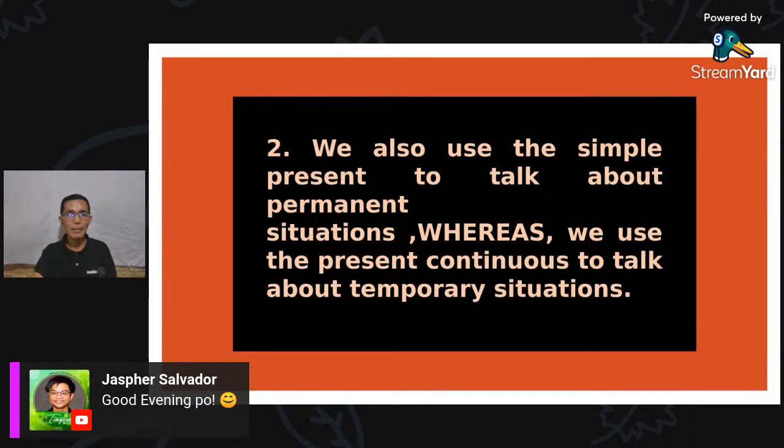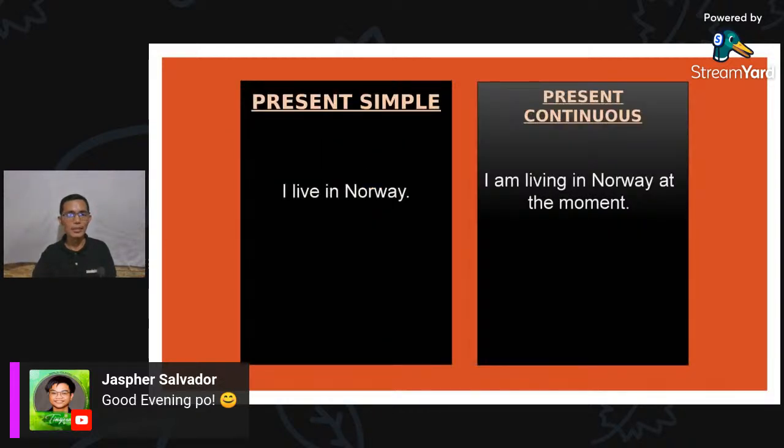Let's go now to our examples. Ayan, ating examples for the present simple. I live in Norway. And i-check natin yung ating present continuous. Okay, I am living in Norway at the moment. Okay, I live in Norway and I'm living in Norway at the moment. So again, sa present simple natin, yung speaker, sinasabi niya na siya ay naninirahan ngayon sa lugar ng Norway. So there is no possibility. He's just stating the fact na he is living in Norway right now. Okay? Pero pagdating po ng present continuous, okay, I am living in Norway at the moment.